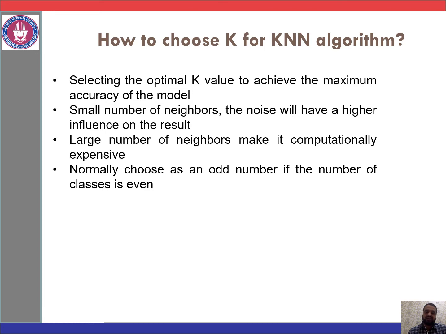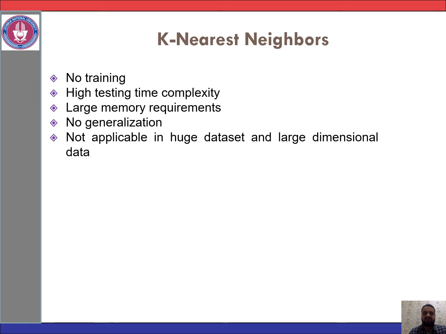But there is no hard and fast rule for the selection of k. It depends on the outcome of your experiments. So we need to take this k under consideration while we are doing classification using the k nearest neighbor algorithm. Now let's talk about the pros and cons of the k nearest neighbor classifier algorithm.